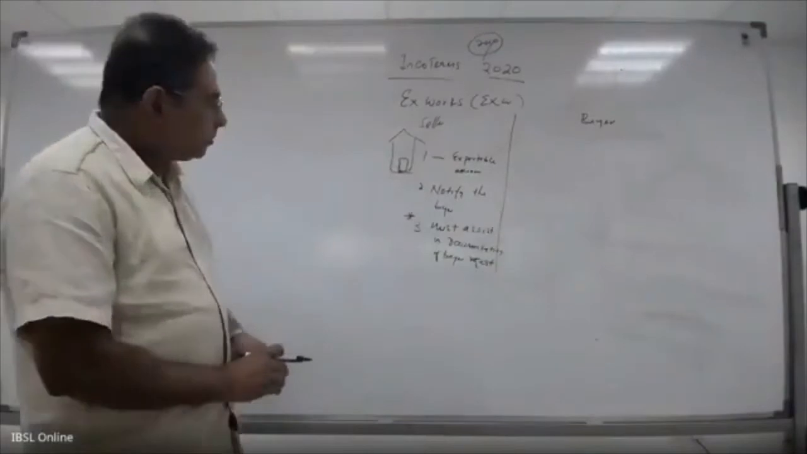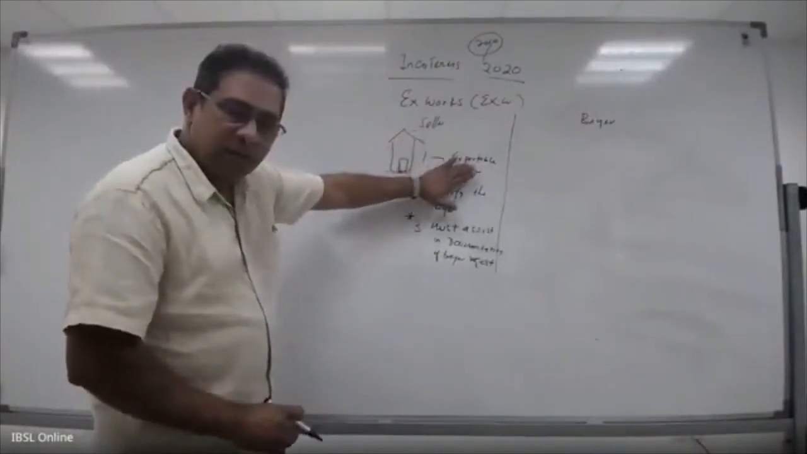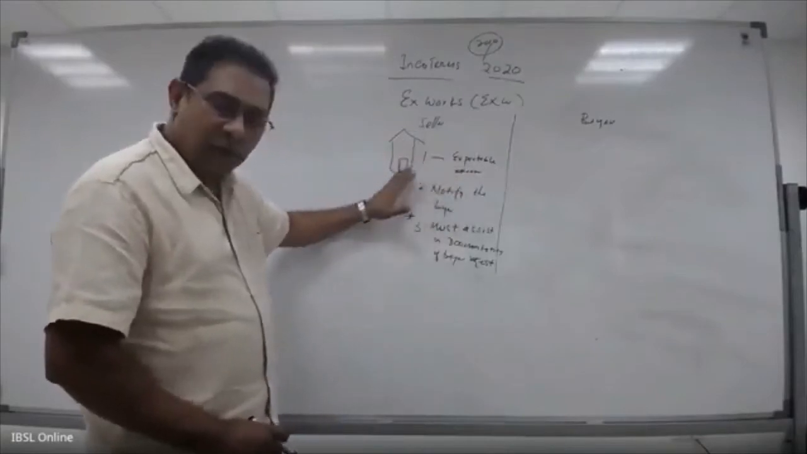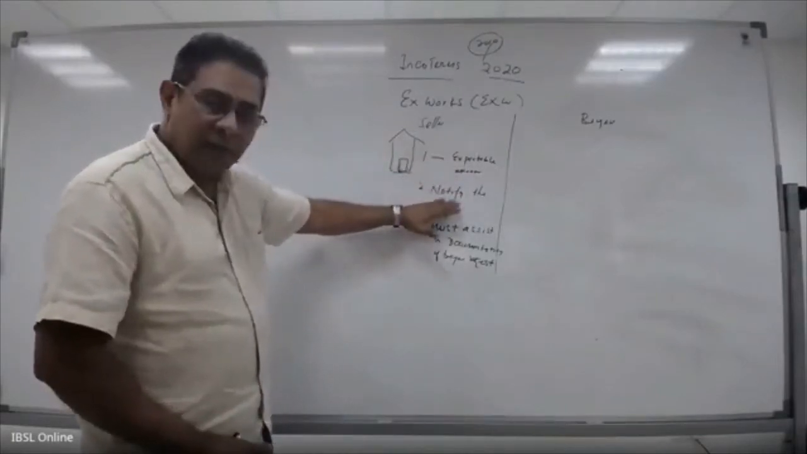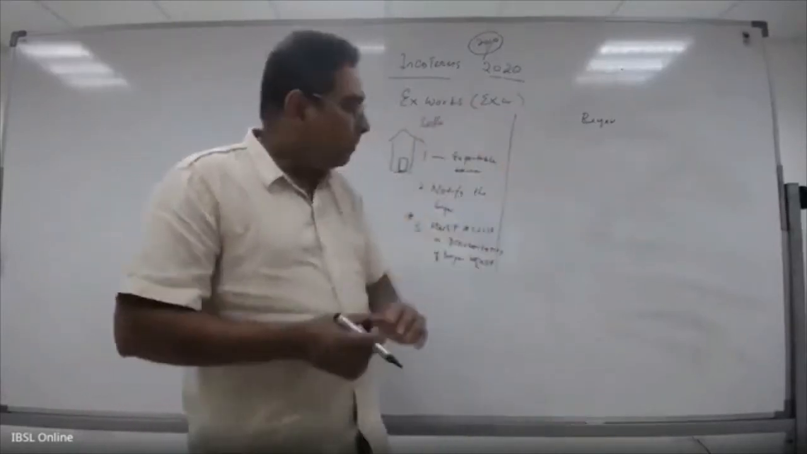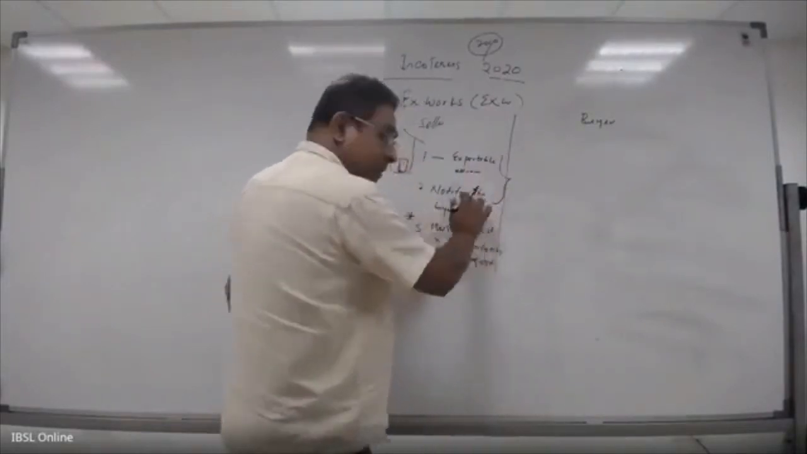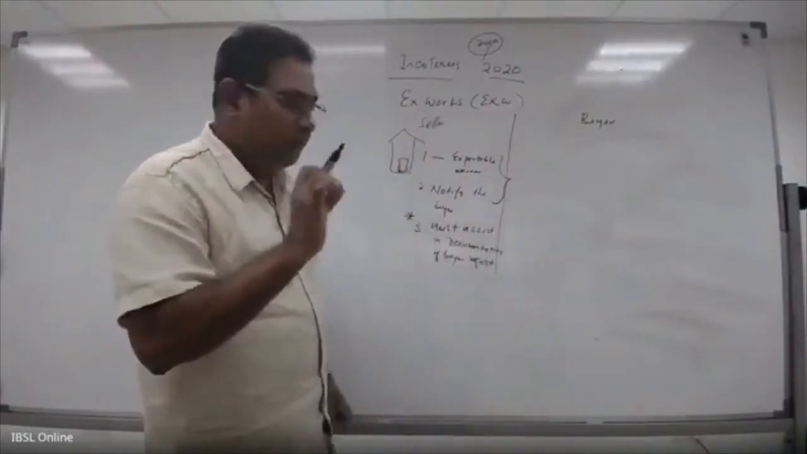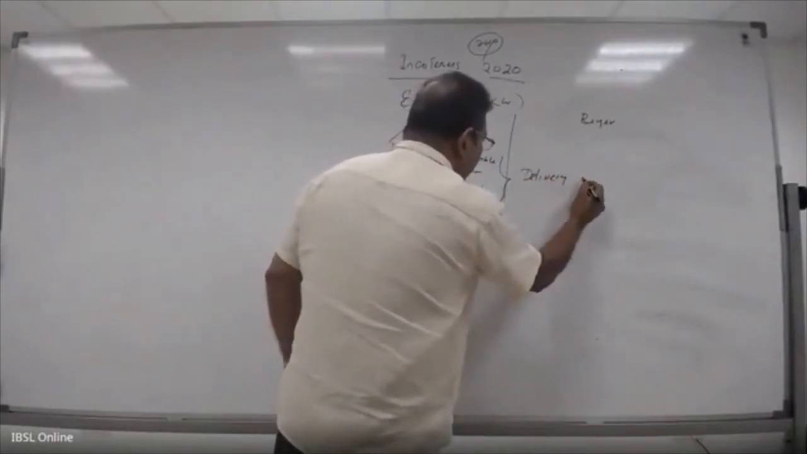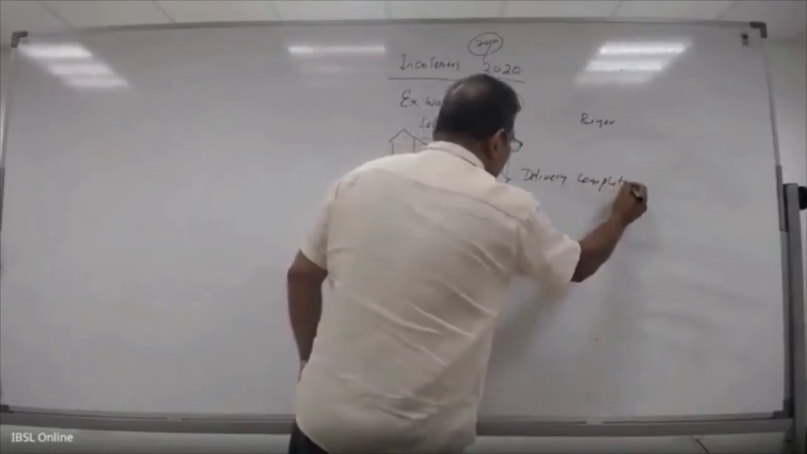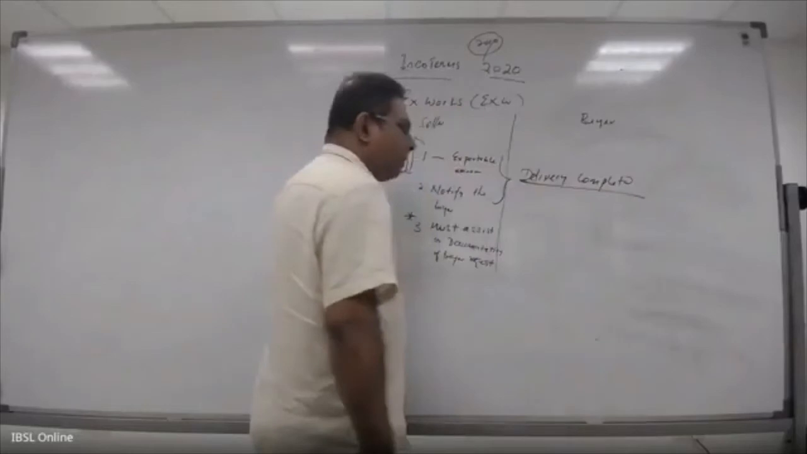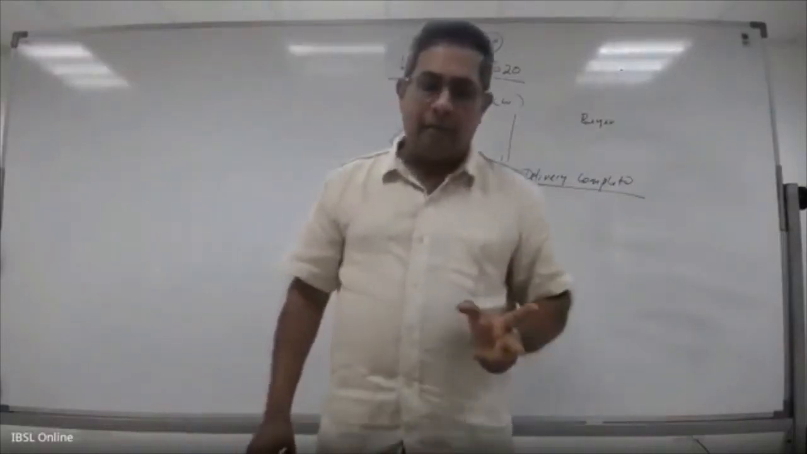So his prime responsibilities are to keep the goods in an exportable manner or travel-worthy packaging in his warehouse or in his own premises, and notify the buyer. When he does these two, you say delivery completed. If he has fulfilled this, that means delivery completed. Now here, according to Incoterms, the word delivery gives a different meaning.